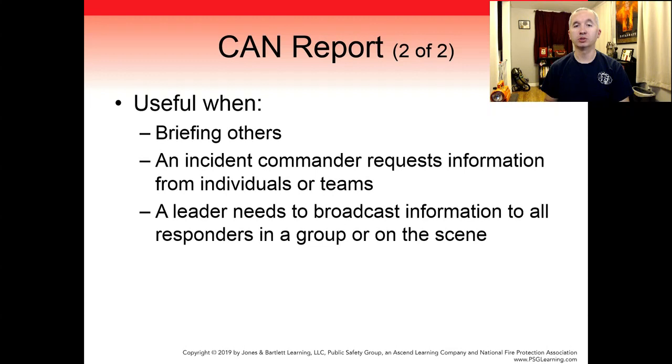A CAN report is useful when you are briefing others about a task or the status of the incident, when an incident commander is requesting information from individuals or teams engaged in the incident, and when the incident commander, group leader, or any other leadership function needs to broadcast information to all responders within a group or on the scene. This is very beneficial because it allows the incident commander to be aware of what's going on with the crews working in the hot zone of the incident.